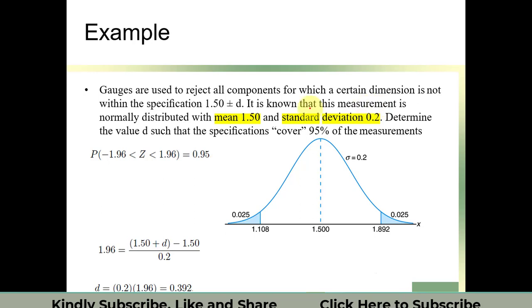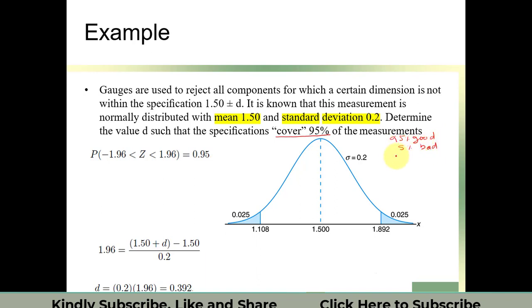It is known that this measurement is normally distributed with mean equal to 1.5 and standard deviation 0.2. Determine the value D such that the specifications cover 95% of the measurements. Now I will explain this whole statement by using the figure. From the last line, it says cover 95% of the measurements. It means that the process will produce 95% good parts and 5% bad parts.